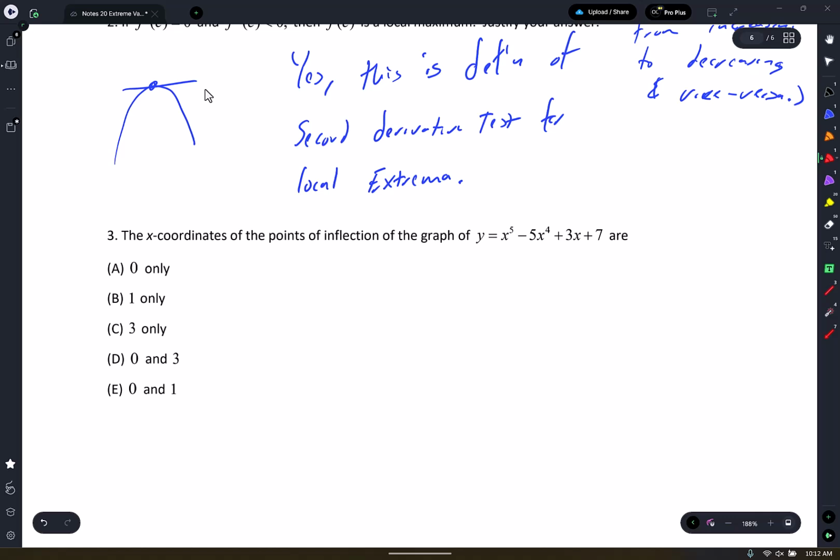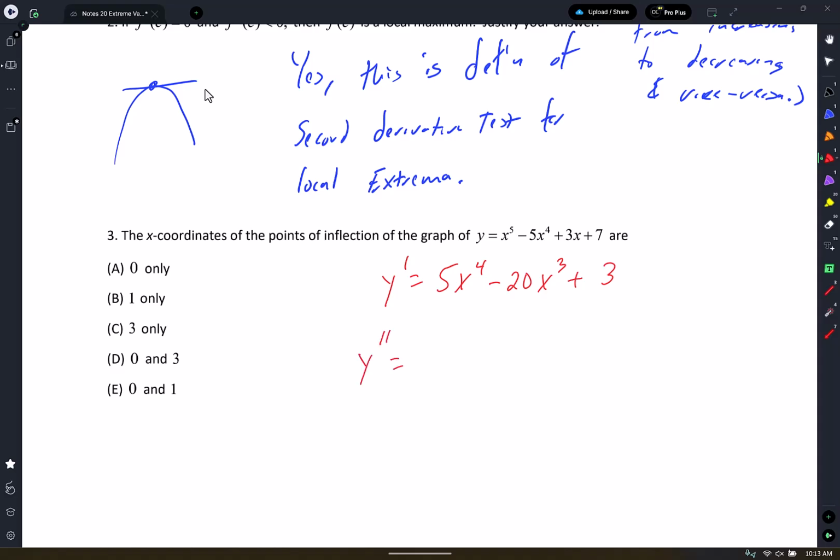All right, here we go. The x-coordinates of the points of inflection on the graph are... Let's assume we don't have a calculator. So I have to find the second derivative, and you can't get to the second derivative until you get the first. y prime equals 5x to the 4th minus something, and y prime prime equals 20x cubed minus x squared. Set that equal to 0 to find candidates, not that those are points of inflection.